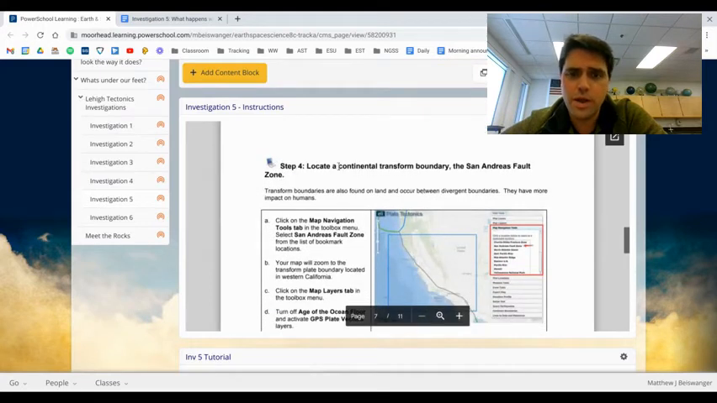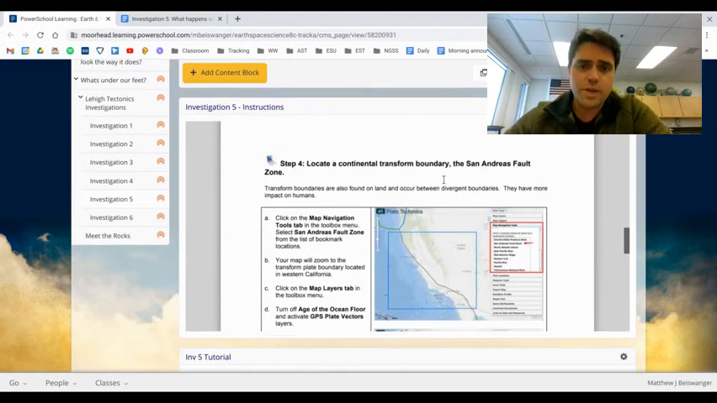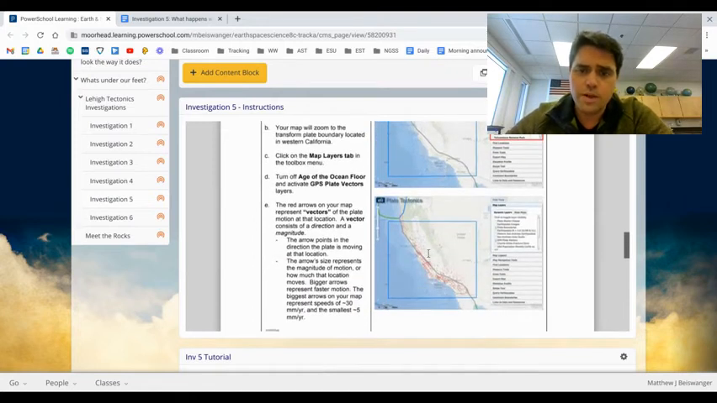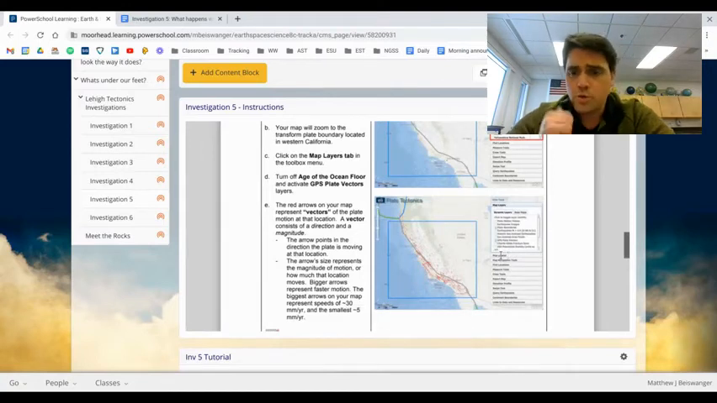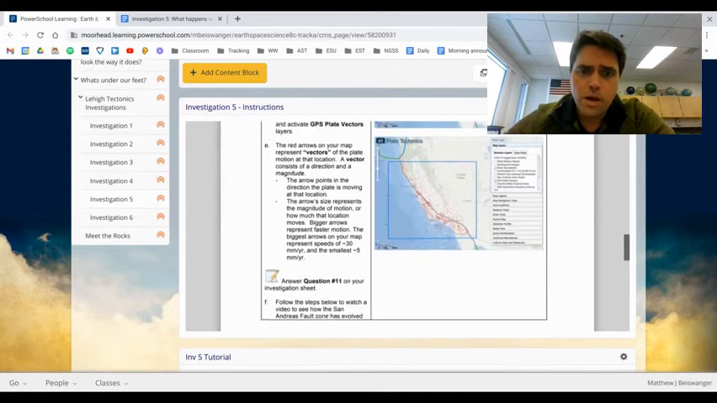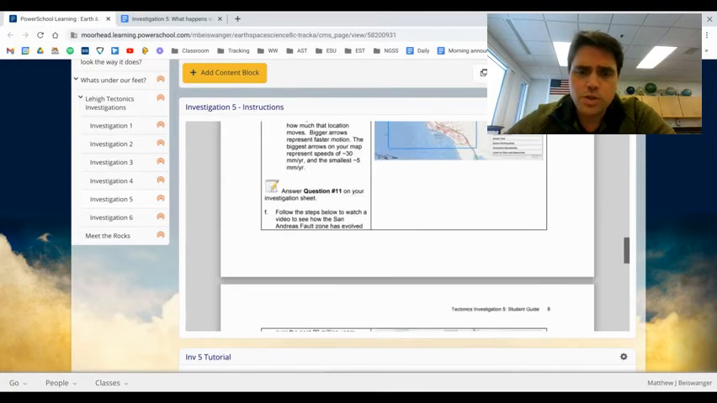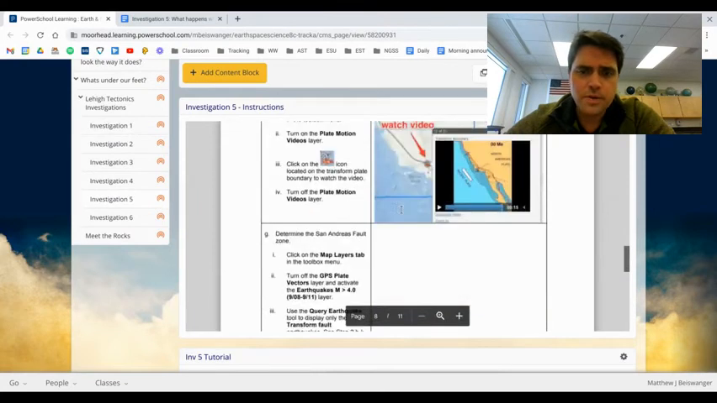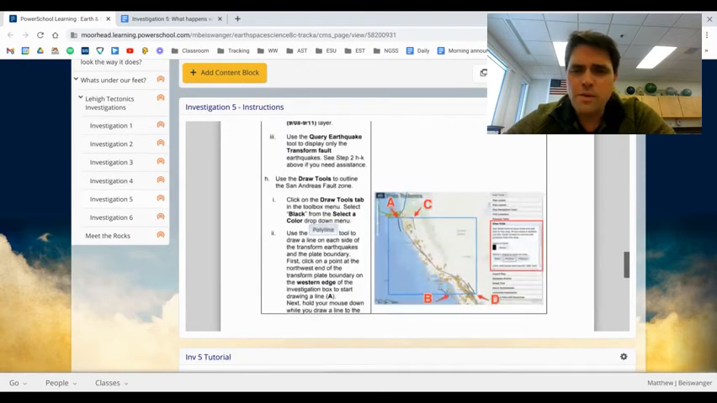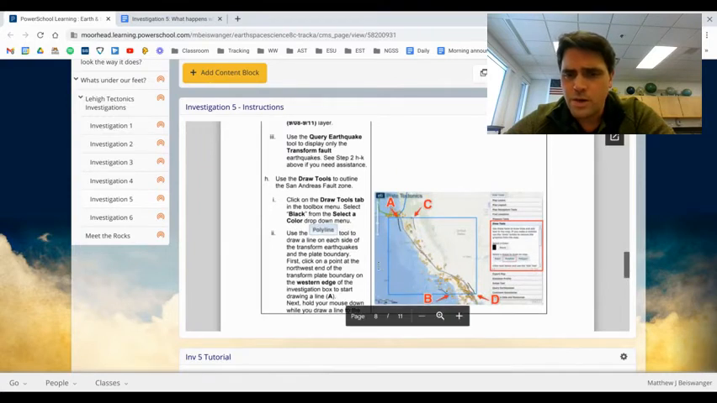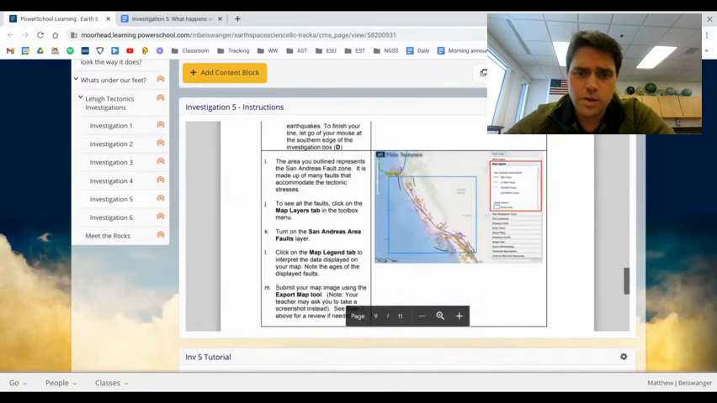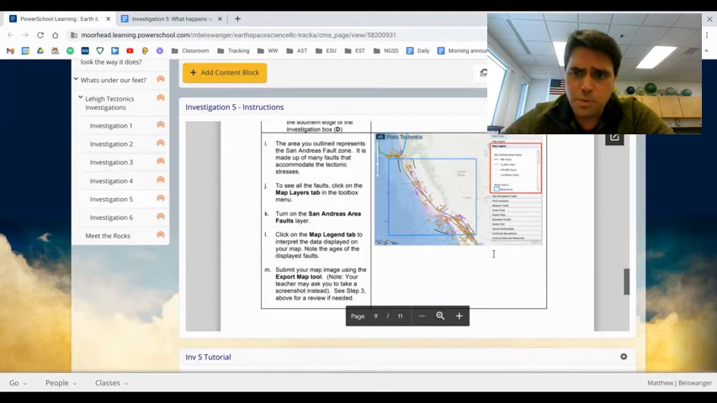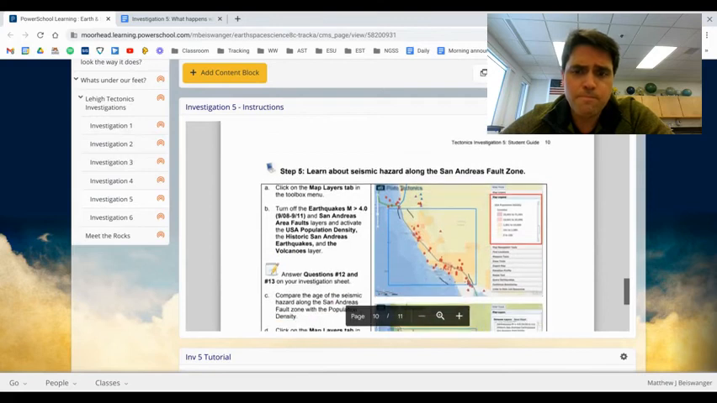Step 4, we'll look at a continental transform boundary and the San Andreas fault zone. Again, we look at some different vectors. A vector is just an arrow that shows which direction something is moving and how fast or how hard it's moving or pushing. You answer some questions about those as you go. There are some nice videos in there as well. They have you drawing the fault zones. You're trying to figure out where this is, and again, we're looking for that line of earthquakes. They also put the fractures, the faults, on there. These purple lines are faults and how long ago they broke. Some of them are fairly recent. Just keep working through.